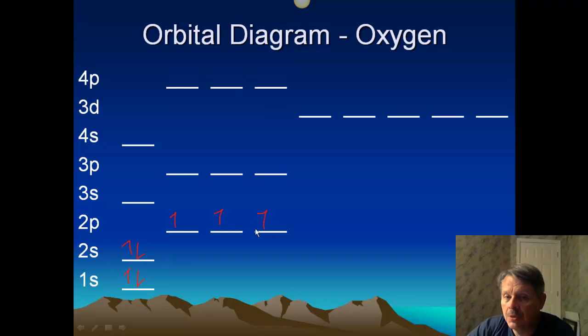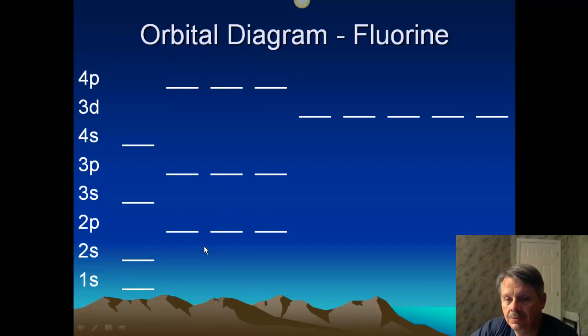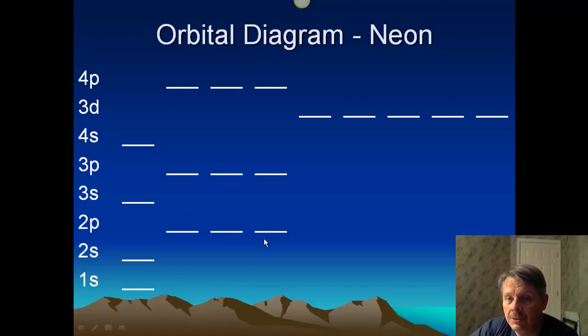Now what happens? Well, that 8th electron, we can't go up a level because these guys aren't full yet. So we have to start doubling up just like we did on our 1s and 2s. That's oxygen. And how about fluorine? 1, 2, 3, 4, 5, 6, 7, 8, 9. Still have 1 free. Well, that's going to be neon. Neon has 10. 1, 2, 3, 4, 5, 6, 7, 8, 9, 10.